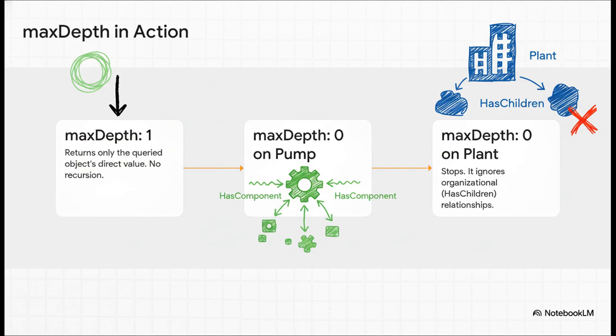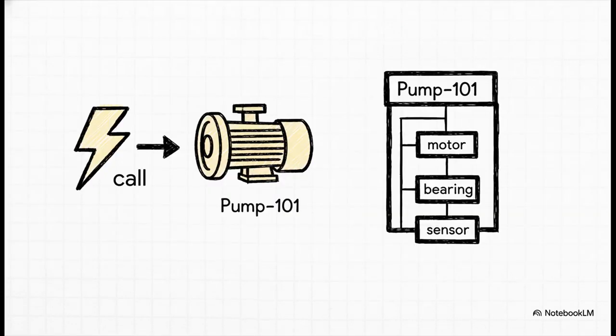Now, what happens if you try that same query on the plant with its blue organizational edges? Nothing. Recursion only follows compositional relationships. And here is the beautiful result. Because we set up our compositional relationships correctly, a single API call using max depth 0 gives us this clean, nested JSON object with all the values for the motor, the bearing, and the temperature sensor all at once.